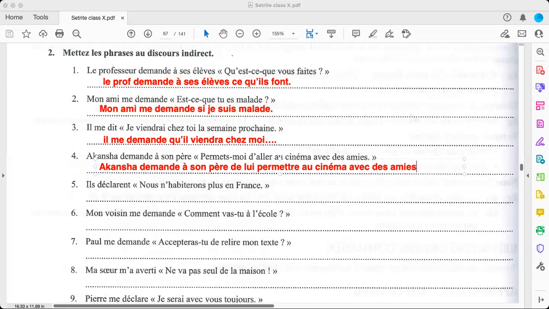Il déclare, nous n'habiterons plus en France. Il déclare. The sentence is declarative. Il déclare que. Nous is first person. Remove e and put il. Ne habiterons, O-N-T, future tense, habiter verb. Plus en France.